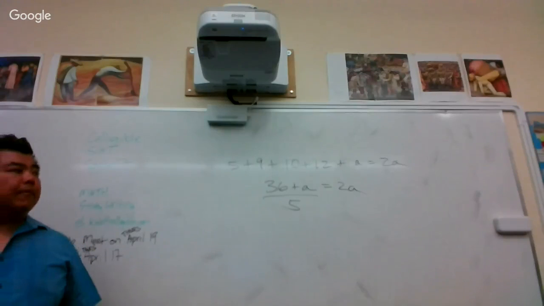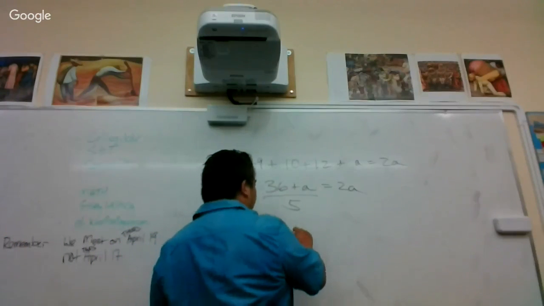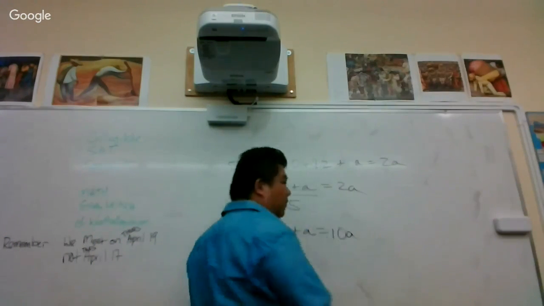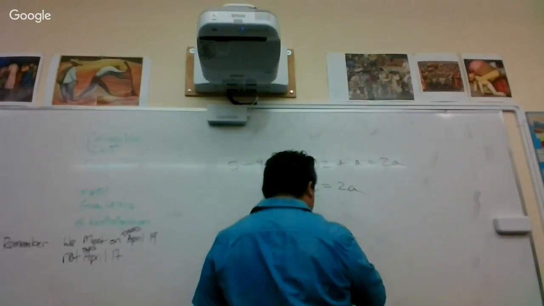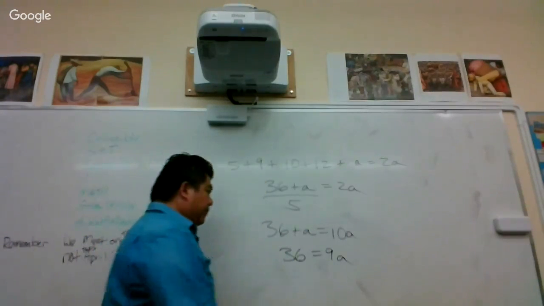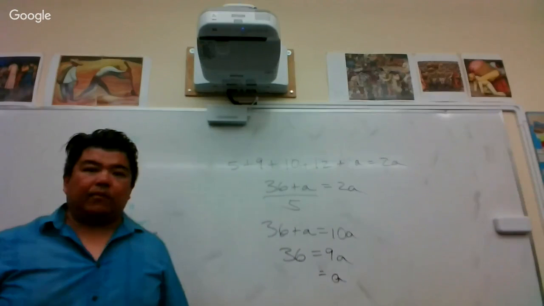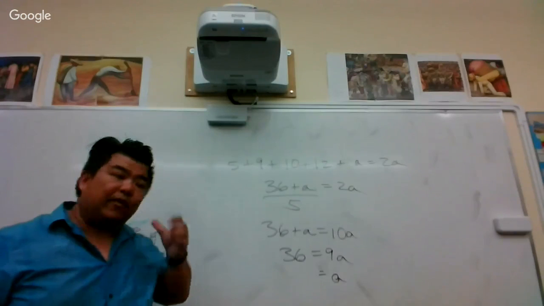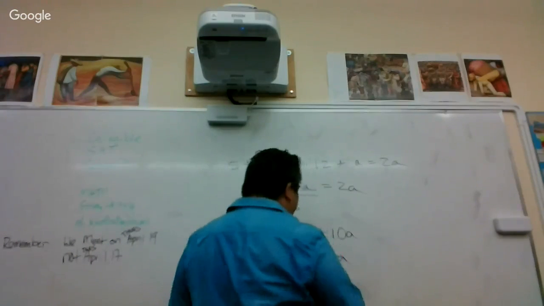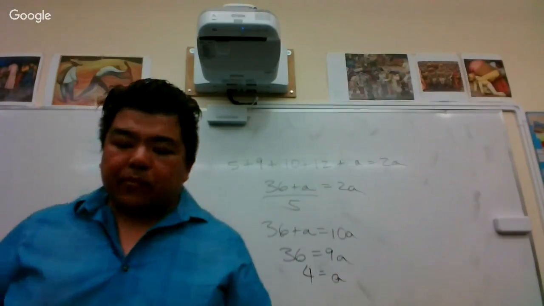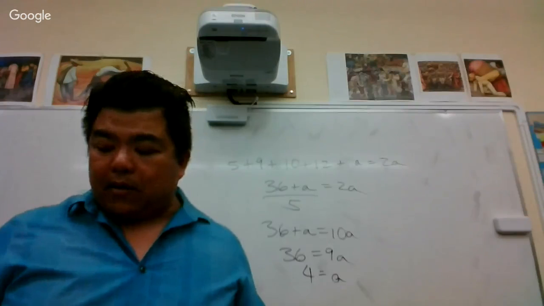You could multiply the other side by 5, so you'd have 36 plus A equals 10A, and then you would subtract A from each side, so you have 36 equals 9A, and then you divide each side by 9, which would be A equals 4. Good, so that's our answer, it's 4. So that's basically what they're doing there. Not that hard, straightforward math here.